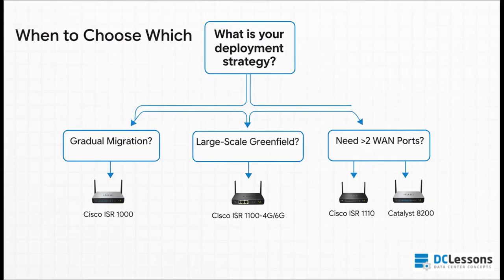Are you slowly upgrading your old network and need flexibility? Then the standard ISR 1000 is probably your go-to. Are you starting fresh with a massive new network and need as much scale as you can get? Then the ISR 1100 is a no-brainer. And hey, if you just need more physical ports to plug things into, well, that's another reason to look at the 1100 or even step up to a Catalyst 8200.